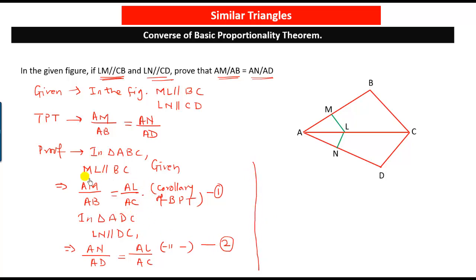Now if you observe equation 1 and equation 2, the right parts of equation 1 and equation 2 are equal, and therefore the left parts should also be equal, and so from 1 and 2 we have AM upon AB is equal to AN upon AD, hence proved.